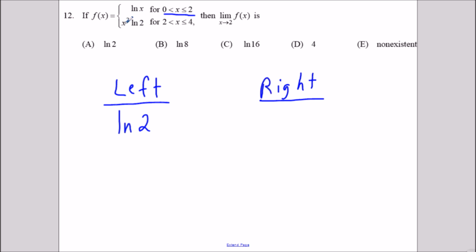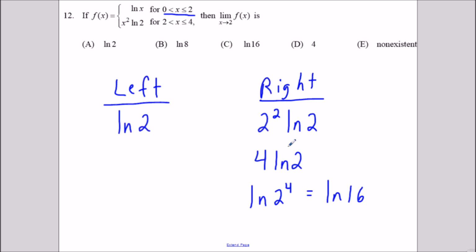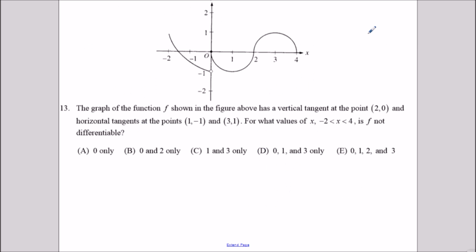If you plug in 2 to the right side of the function, then that's going to give you 2 squared natural log 2. And remember, to identify the right side, it's for values of x that are slightly greater than 2. And if 2 is less than x for the bottom piece, we're plugging in here. And this gives us 4 natural log 2, which would give us natural log of 2 to the 4th, which is natural log of 16. But the point is, the left limit and the right limit are different. And if the left limit doesn't equal the right limit, the limit does not exist.